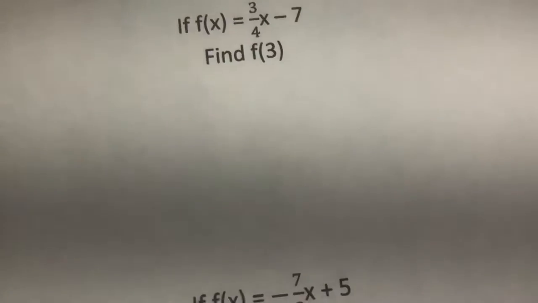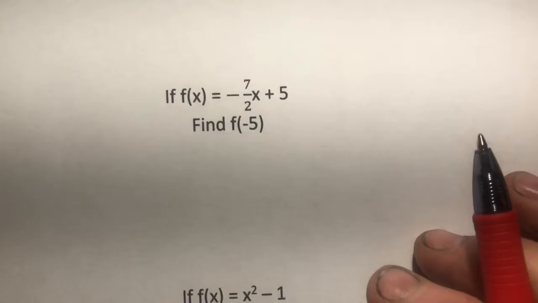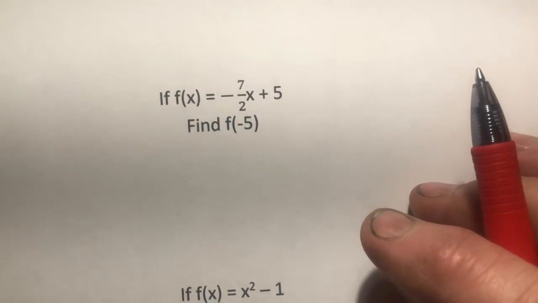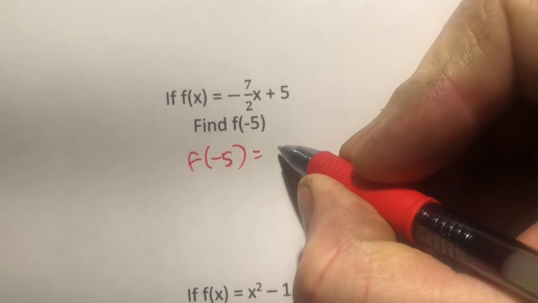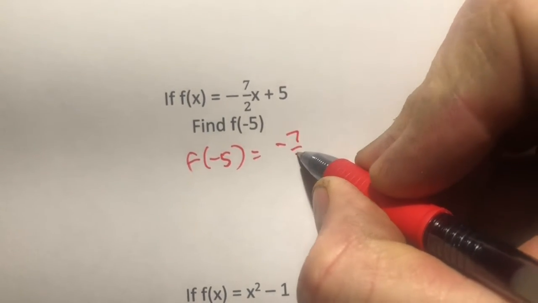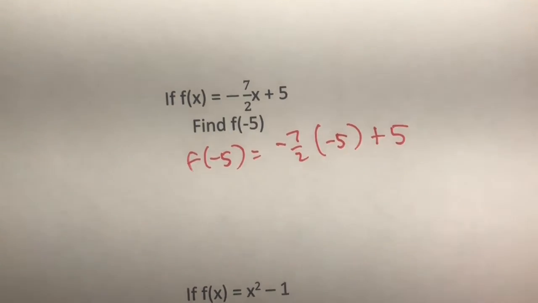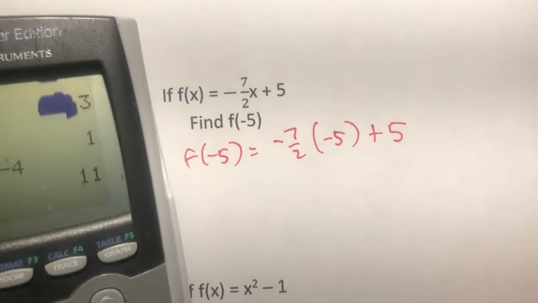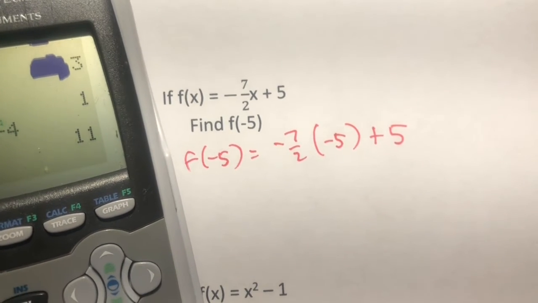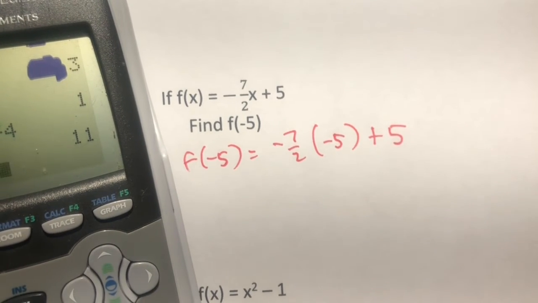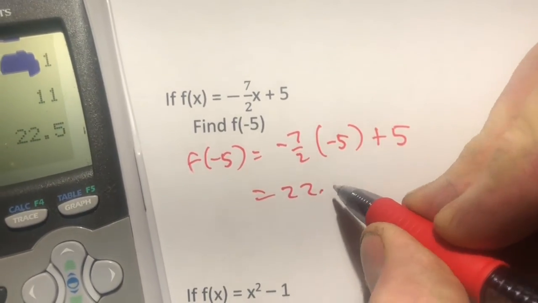All right, here's another one with the fraction. We'll skip that one. We'll go to this one. So I'm going to find f of negative 5, which means I'm going to have negative 7 halves, and then I'm going to have negative 5 plus 5. So when I push this in, I'm going to go negative 7 divided by 2, and then parentheses, and my negative 5, and then plus 5. And there you go, 22.5.